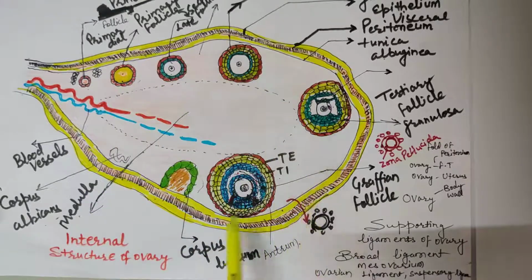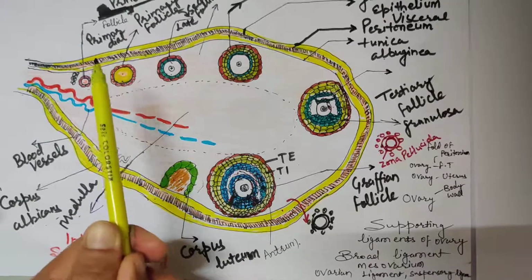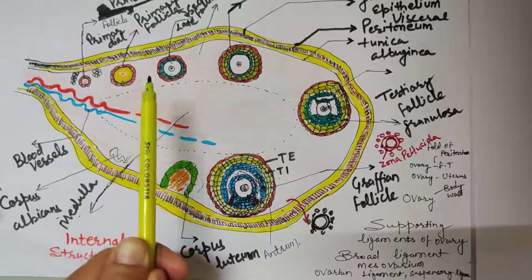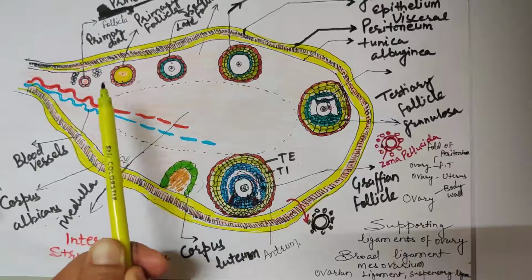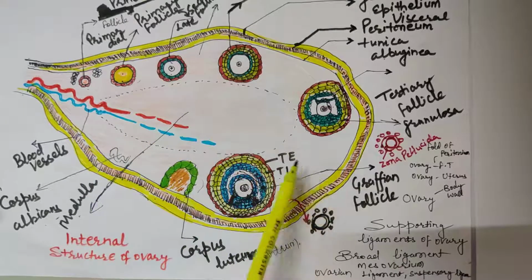We are going to discuss that in our next video with more detail, how the primary follicles are formed before birth, and what is their number at the time of birth, and what happens between birth and puberty and after puberty, and what happens after fertilization by the sperm. We are going to discuss all the detail in our next video.